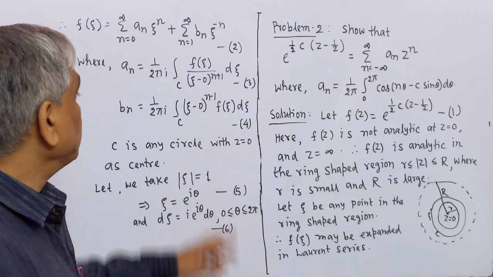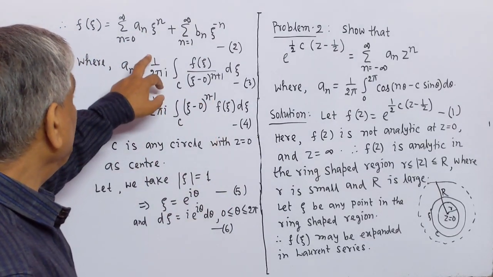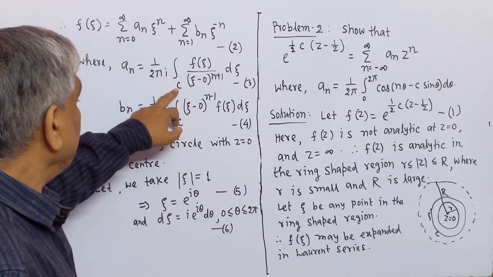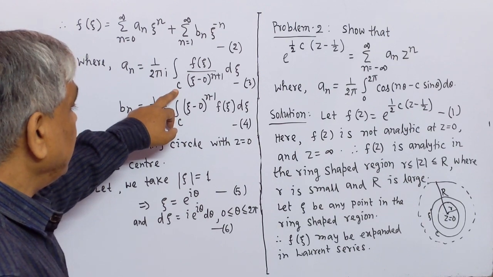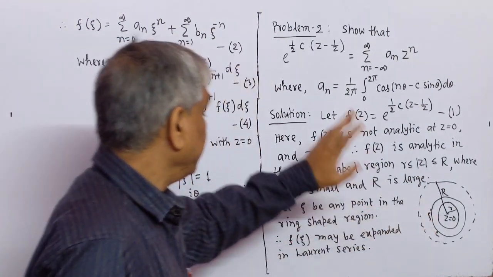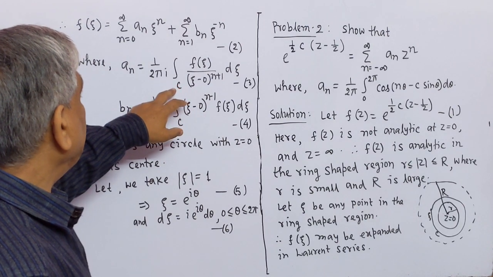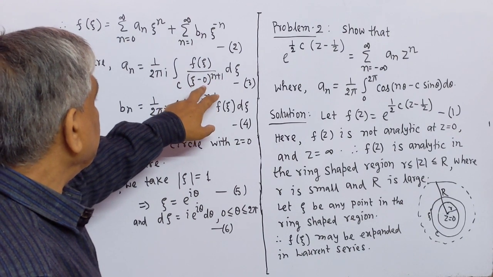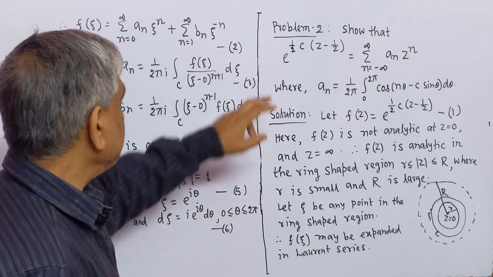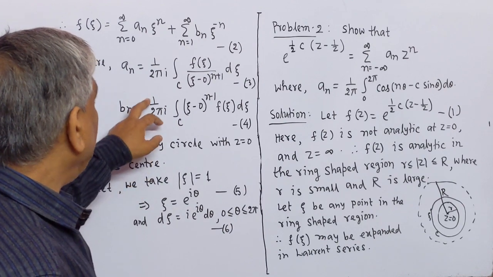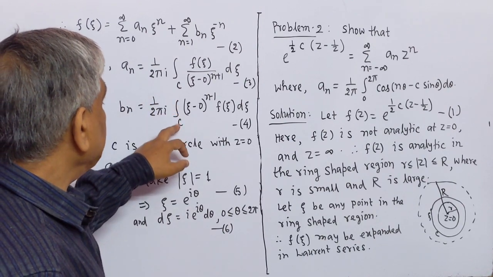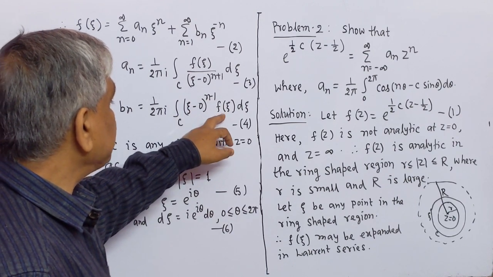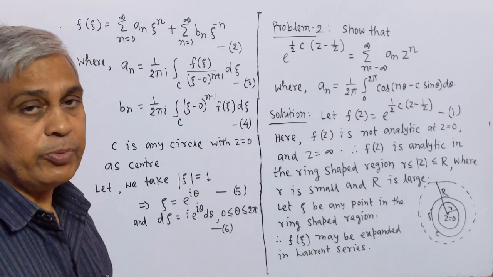This is number 2, where aₙ = 1/(2πi) ∫ along the circle C, C being any circle in this ring shaped region with center z = 0, the origin, of f(ξ)/(ξ - 0)^(n+1) dξ. This is number 3. bₙ = 1/(2πi) ∫ along the circle C of (ξ - 0)^(n-1) f(ξ) dξ, and this is number 4.